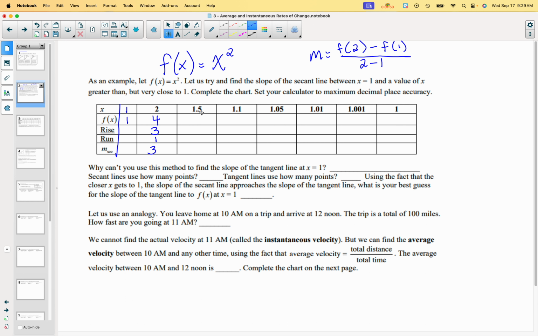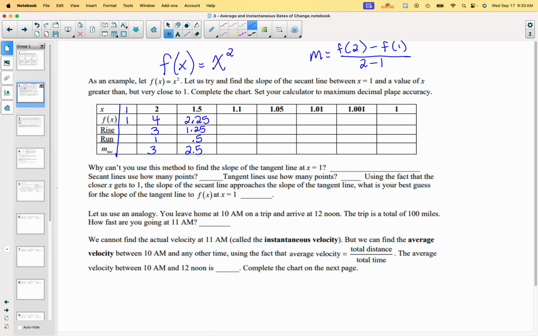So then for 1.5, remember, we're always referencing this to the 1 over here, not to the 2. So here we're going to plug in a 1.5. If you square 1.5, you will get 2.25. So then for the rise, you're going to take 2.25 minus 1, and you get 1.25. And then you're going to take 1.5 minus 1, and you get 0.5. So if you take the rise over run, 1.25 divided by 0.5, you can check this, but you can see that you get 2.5.